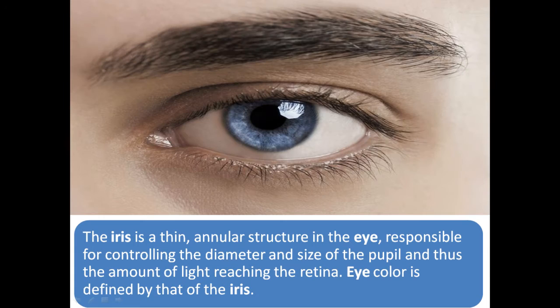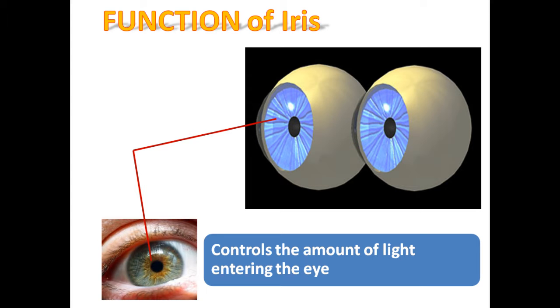We are going to discuss the iris, a thin and annular structure in the eye responsible for controlling the diameter and size of the pupil, and thus the amount of light reaching the retina. Eye color is defined by that of the iris. Here we see how the iris controls the amount of light entering the eye.